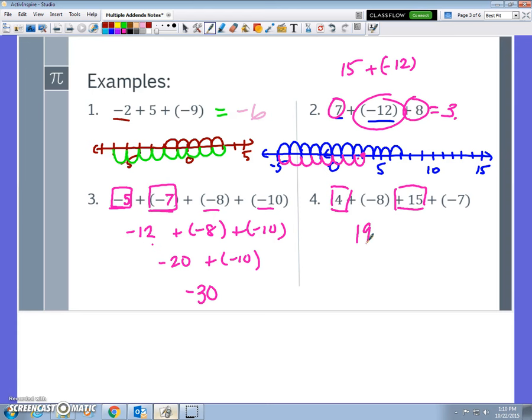And now I have, let's use a different color for this one. I also have negative 8 and negative 7. When I add those together, I get a negative 15. So what I'm really doing is I'm saying 19 plus negative 15, or 19 minus 15. Same thing. I know the answer will be 4.